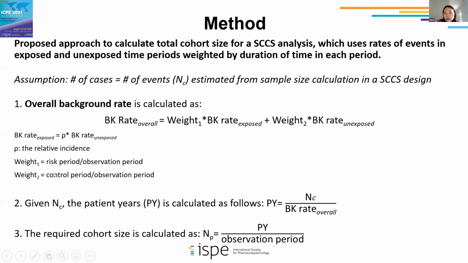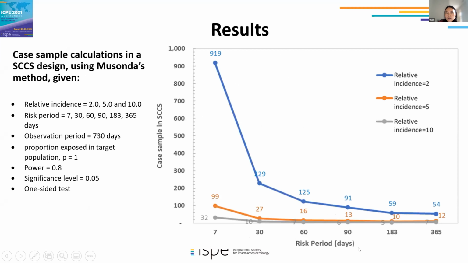The overall background rate is set as the duration of the control period divided by the duration of the observation period. After we get the overall background rate, we use the number of cases divided by the overall background rate to get the patient years. Then we use the patient years divided by the observation period to get the required cohort size to generate those number of cases. This is the method.